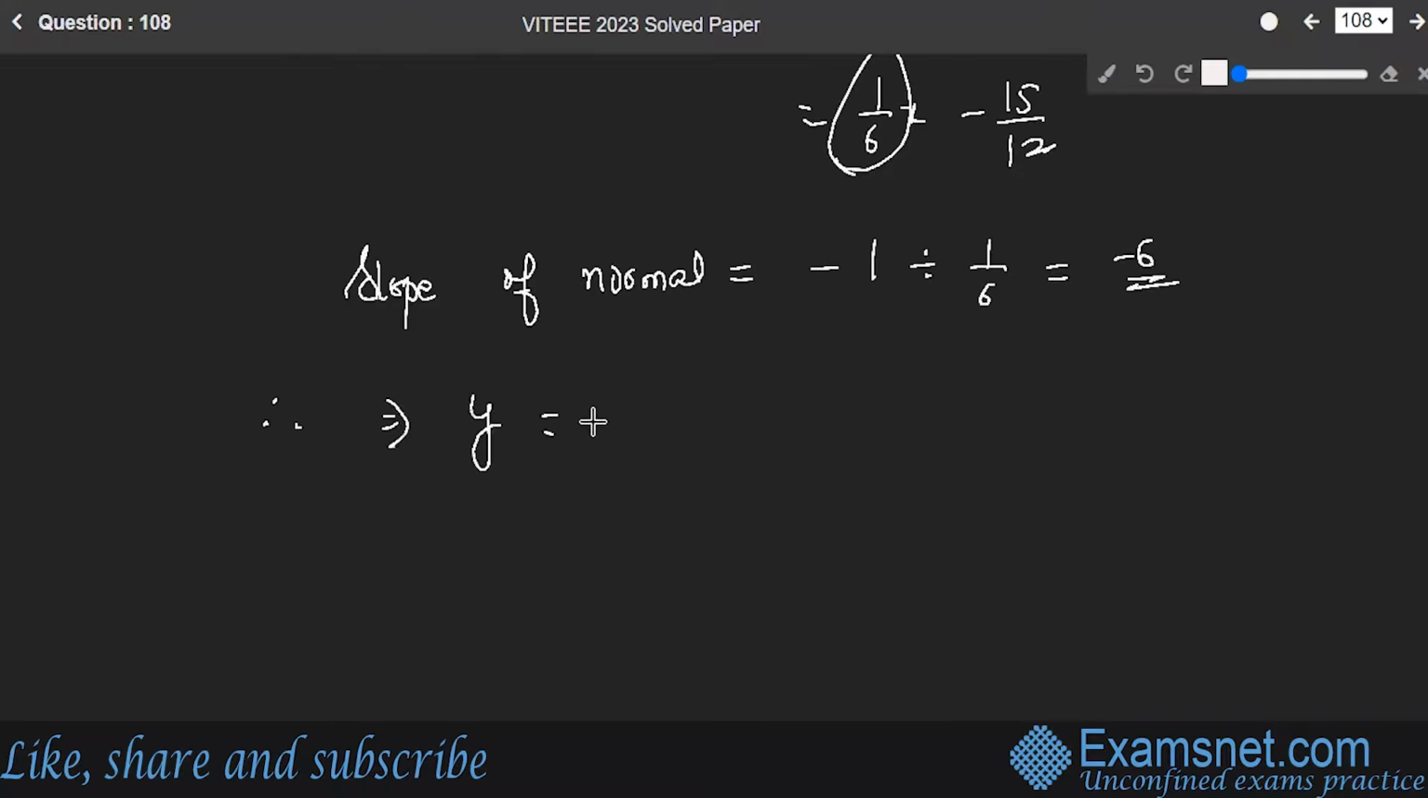Therefore, let's find out y in that case. That was equal to minus 6 into x minus 1 by 2 into minus 6, minus 1 by 4 minus 6 raised to power 3.